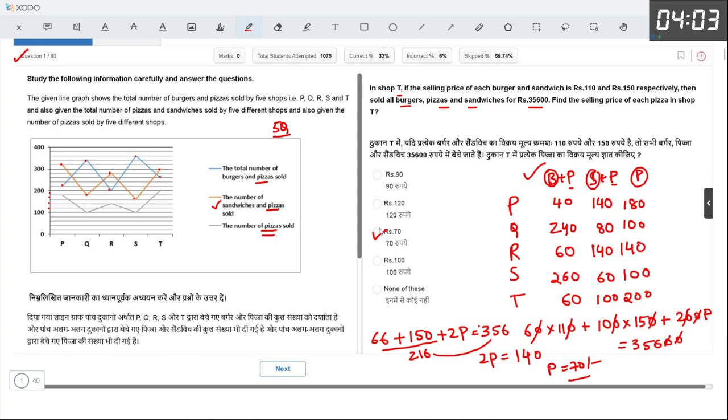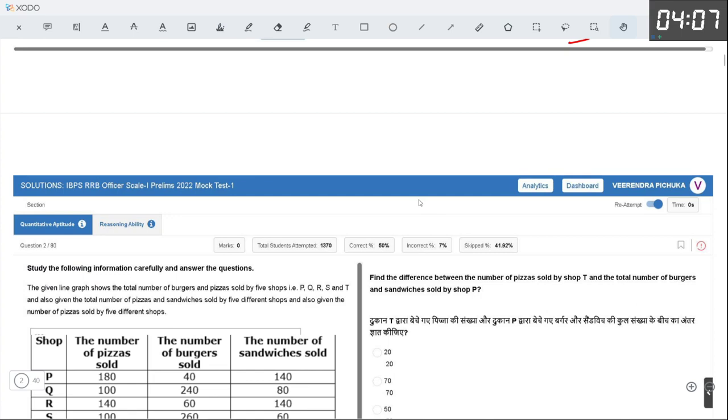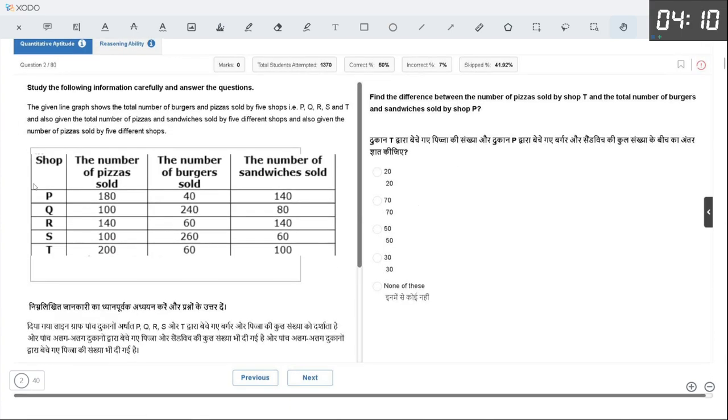So we will go to the next question. Find the difference between the number of pizzas of shop T, so I made the table already to make it easy. Pizzas are how many? 200. And the number of burgers is 180. The answer, the difference, is 20. Right? You understood, right?